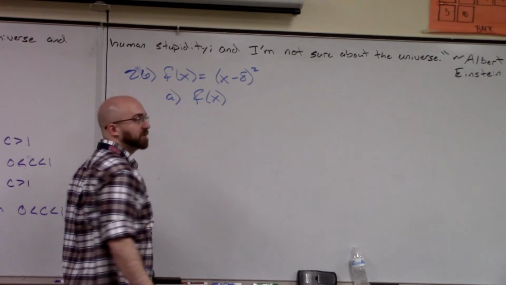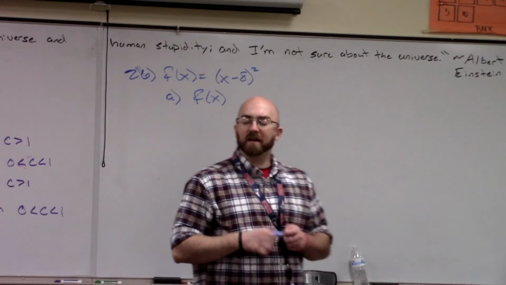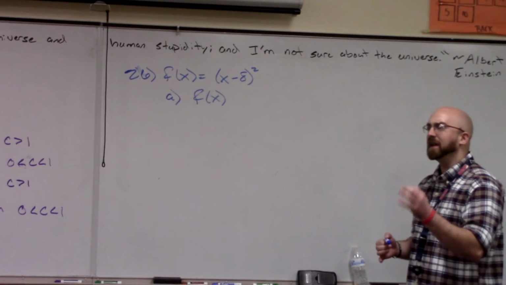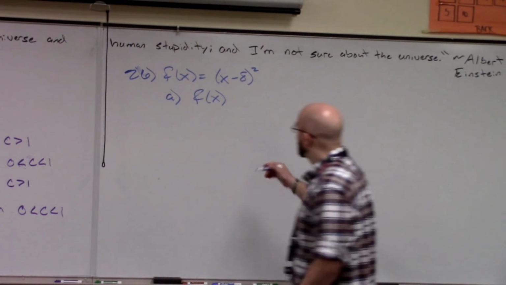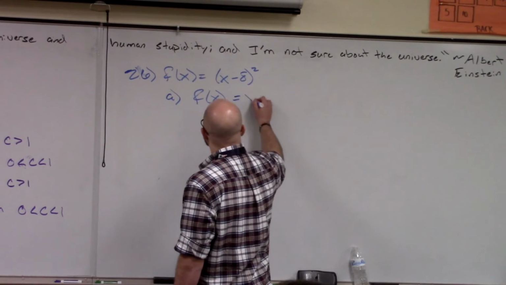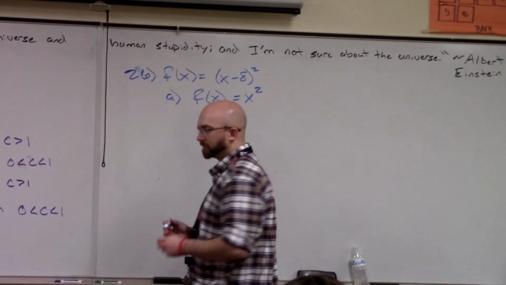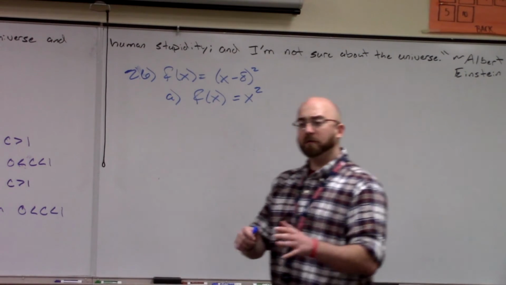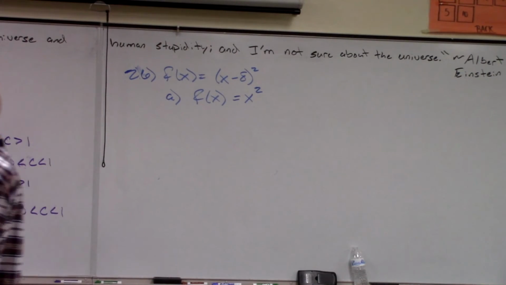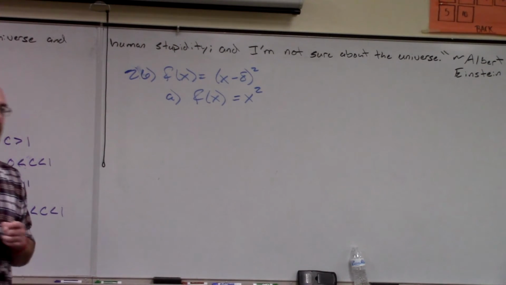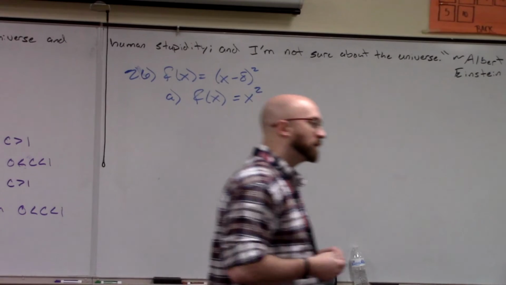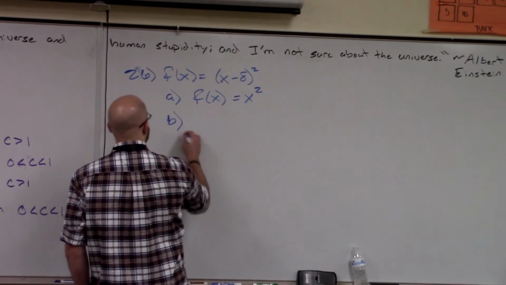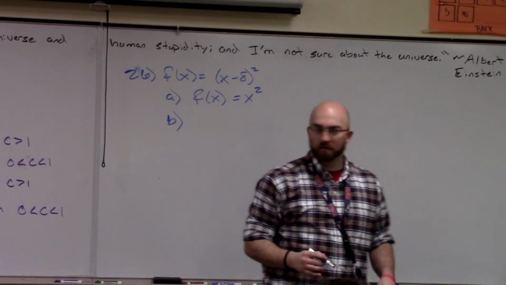So what is the parent function? Quadratic. Quadratic, but how can I write that? Instead of the name, what is it? X squared. So that's all you do for part A on these ones. List out what the parent function is. Don't just say the wording of it, let's say the actual function of it. What's part B? Describe the sequence of transformations from F to G.